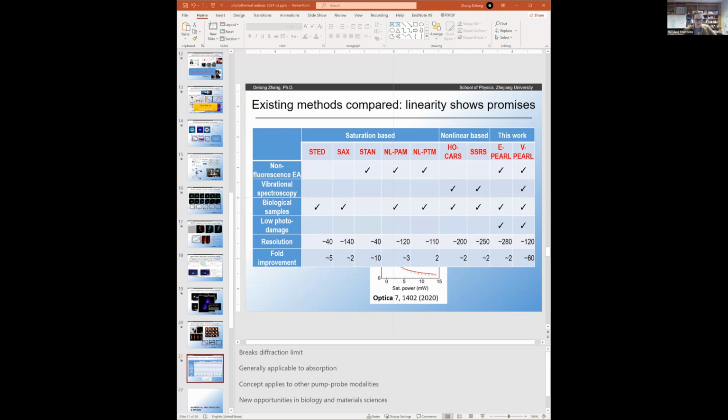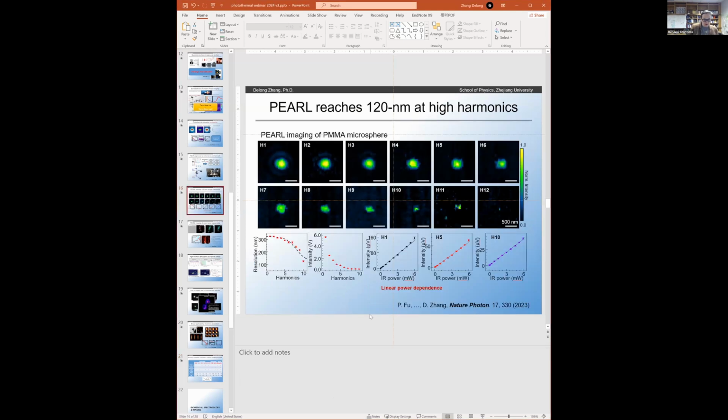I also was wondering about this higher order process, and you showed the linear power dependence here in the previous slide. And you mentioned you thought this would be advantageous for mitigating photo damage. Can you just comment on that some more? Yes, that's a very good question.